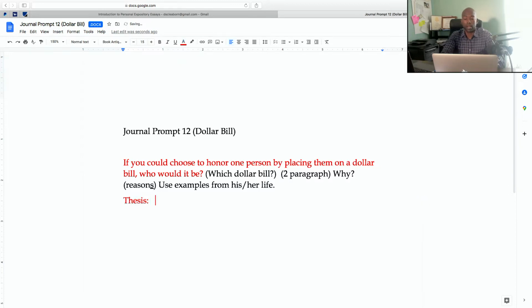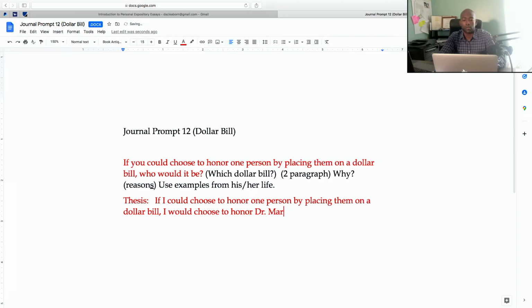And so the person I chose was Dr. Martin Luther King Jr. So my thesis is going to say, if I could choose to honor one person by placing them on a dollar bill, I would choose to honor Dr. Martin Luther King Jr. Okay, and so there's my thesis there.